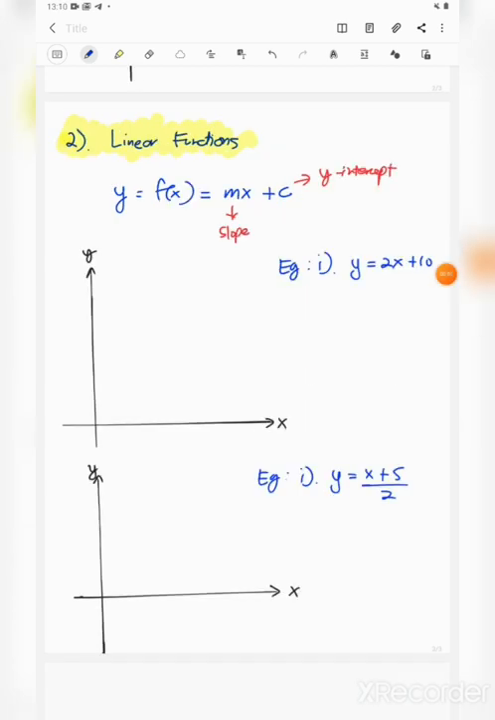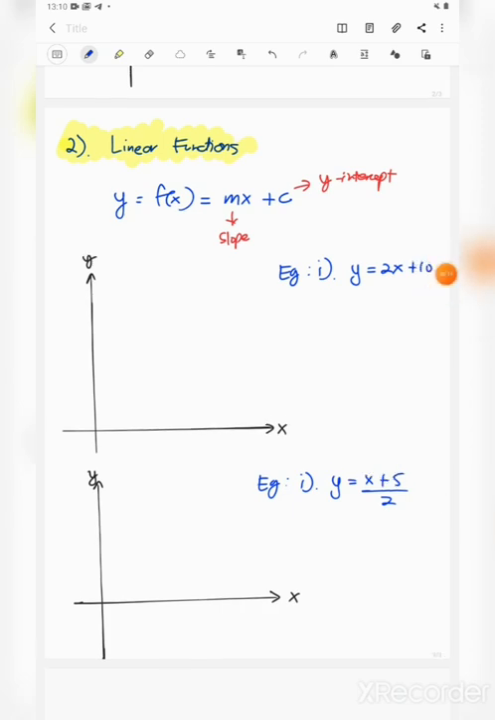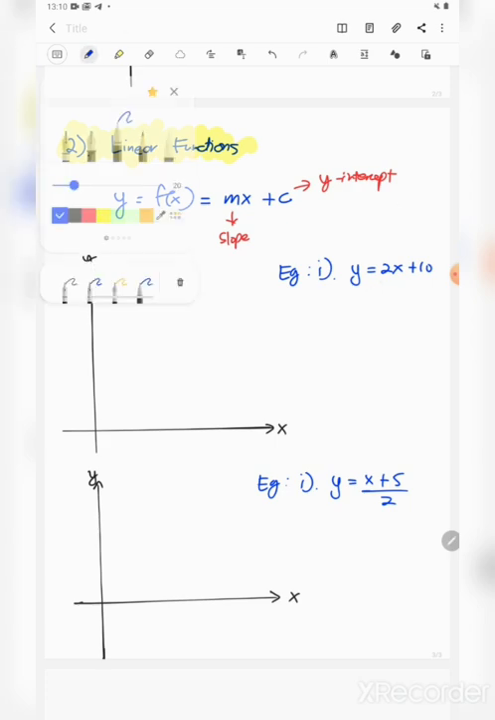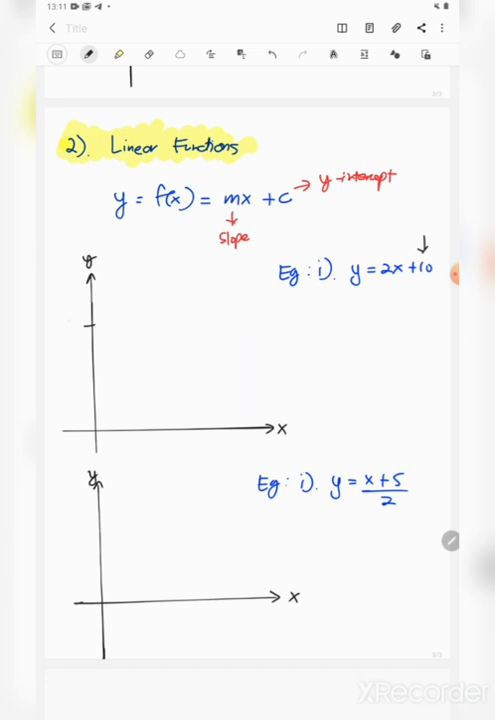Number 2, we have linear functions, where the general formula for the linear function is y = f(x) = mx + c, where m is the slope and c is the y-intercept. To sketch the graph for the linear function, we have example 1, y = 2x + 10. The first thing you have to take note of is the y-intercept.